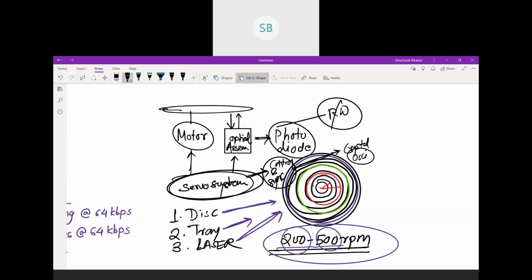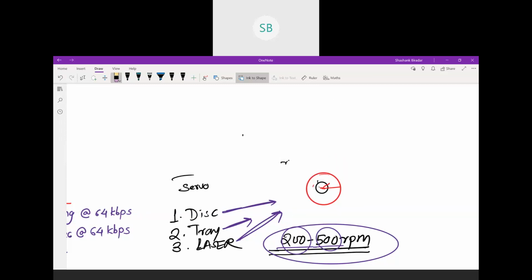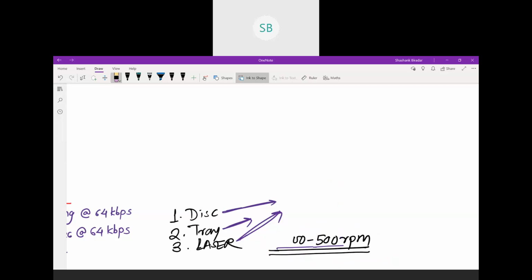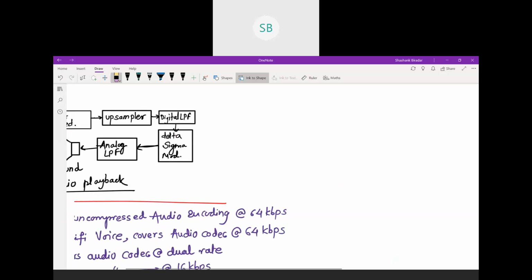The two parts are very important. What are those two parts? The optical assembly and the servo assembly. In the servo we want three motors: for the rotation of the disk, for ejecting the tray, and for the laser. Now coming back to our lecture.